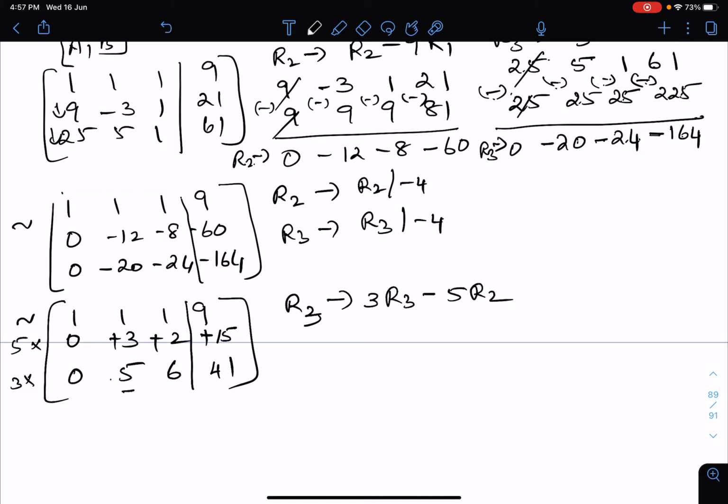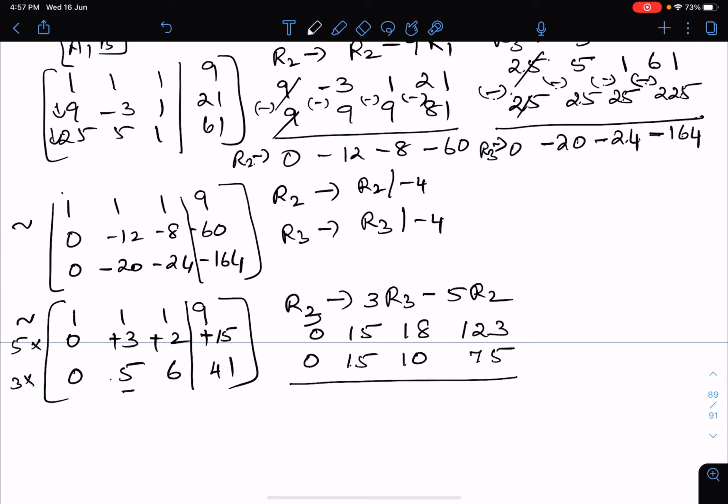Okay, 3 into row 3 will give you 0, 15, 18 and 123. Okay, and similarly 5 row 2 will give you 0, 15, 5 2s are 10, and 5 into 15 is going to give you 75. Okay, now you change your sign throughout. This gets cancelled, 0, 0, and this is going to be 8. And when you subtract 75 from 123, you get the answer as 48.